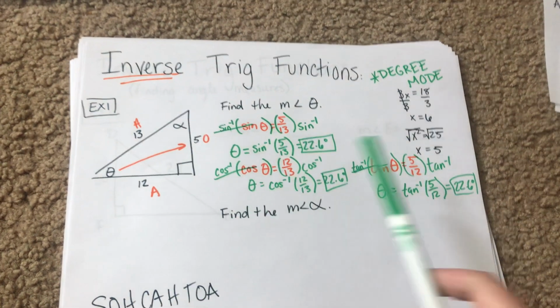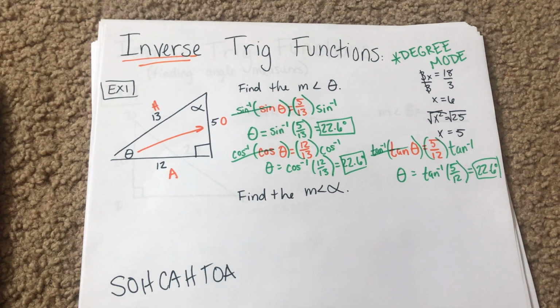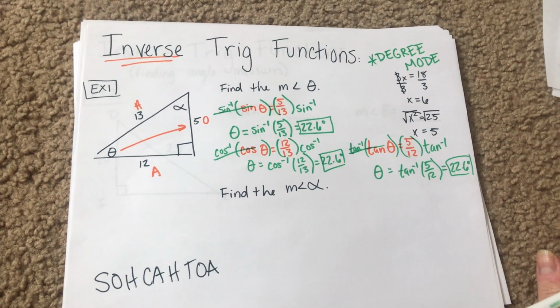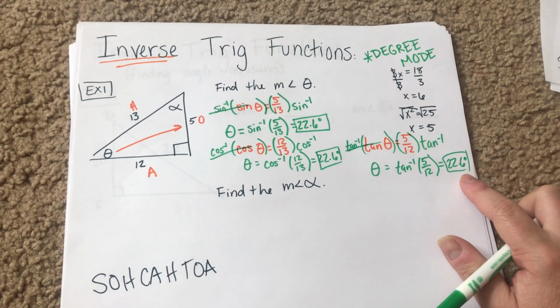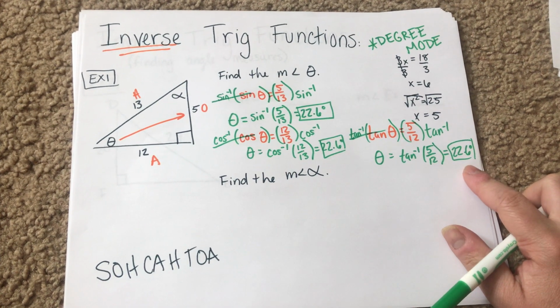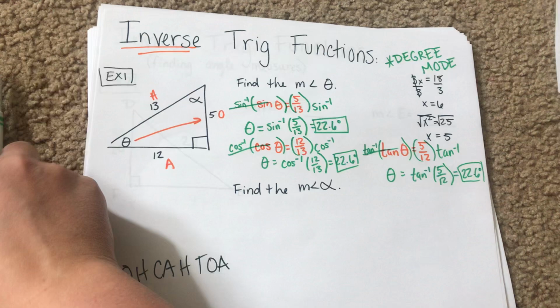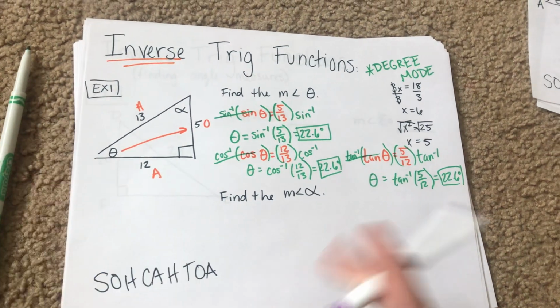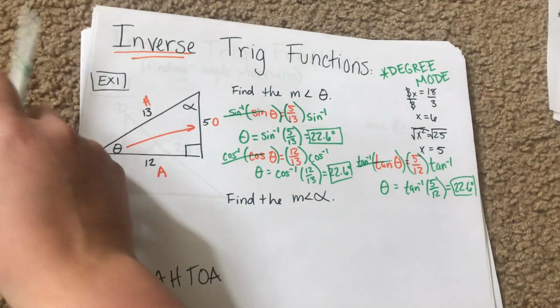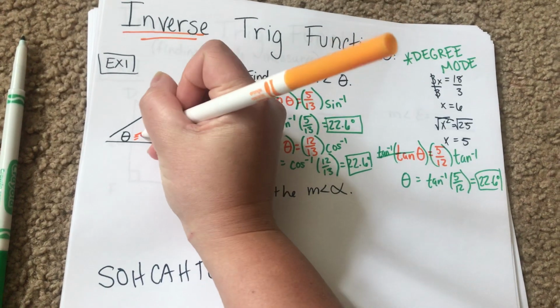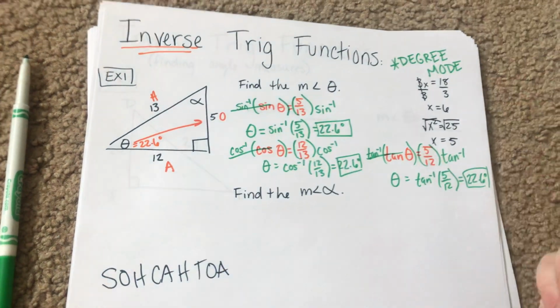So whether you use sine, cosine, or tangent, you can really pick your favorite. You're always going to get the same answer for what is theta. You're going to get that 22.6 degrees in this case, for this triangle. Now, if we're looking for the measure of angle alpha, then this is this other angle. There are a couple ways we could do this now. We already know, let's put this here, theta equals 22.6 degrees.